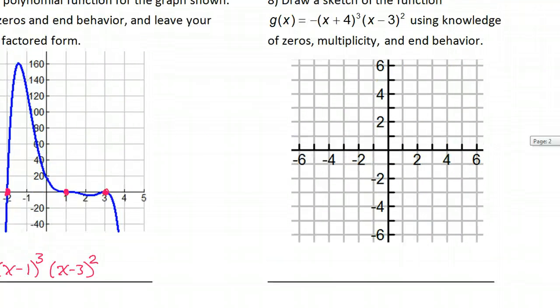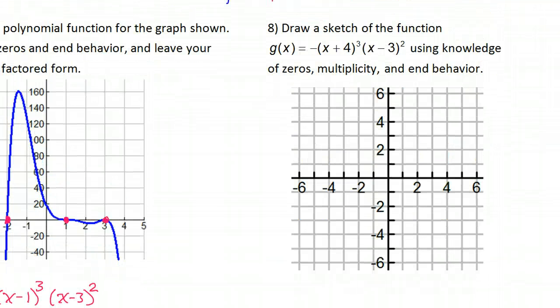Okay, and for number 8, we pretty much have to do the opposite of that. We're given the function, we need to sketch a graph. Because of this factor of x plus 4, we know we have a root at x equals -4. So there's a root there. This is going to be an inflection because it's a triple, so I know it's going to be one of those inflections. It's going to be doing this type of a deal.